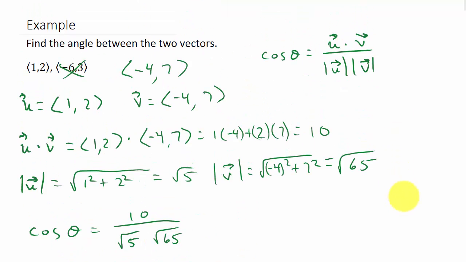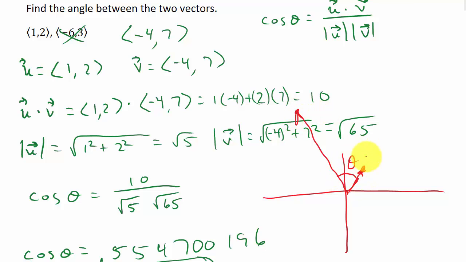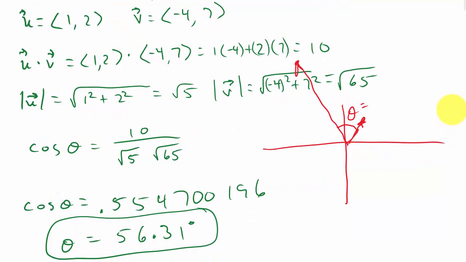And you can see, in a rough sketch of this, 1, 2 would probably be about right there, and then negative 4, 7 would probably be up here somewhere. You can see it's about right there. And so that would be your theta, which is 56.31 degrees.